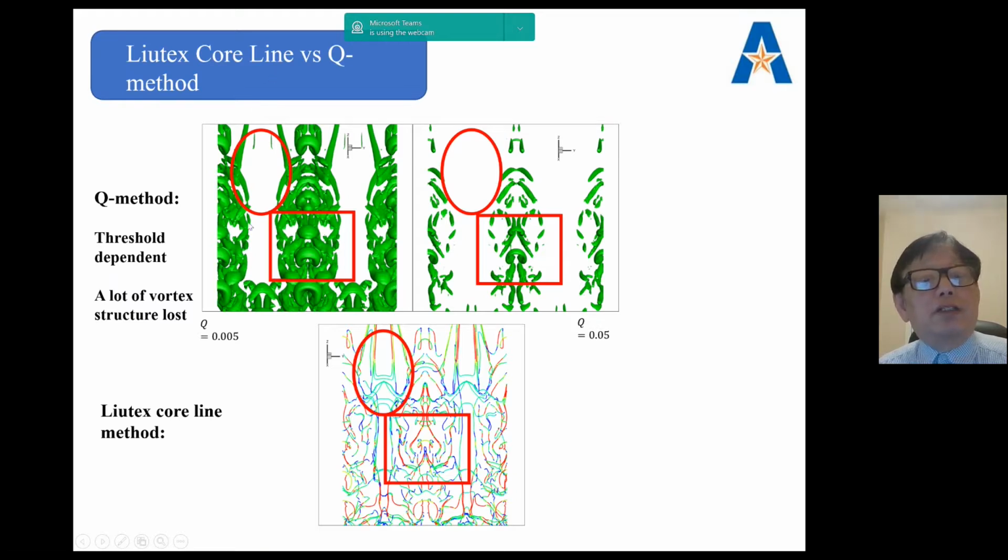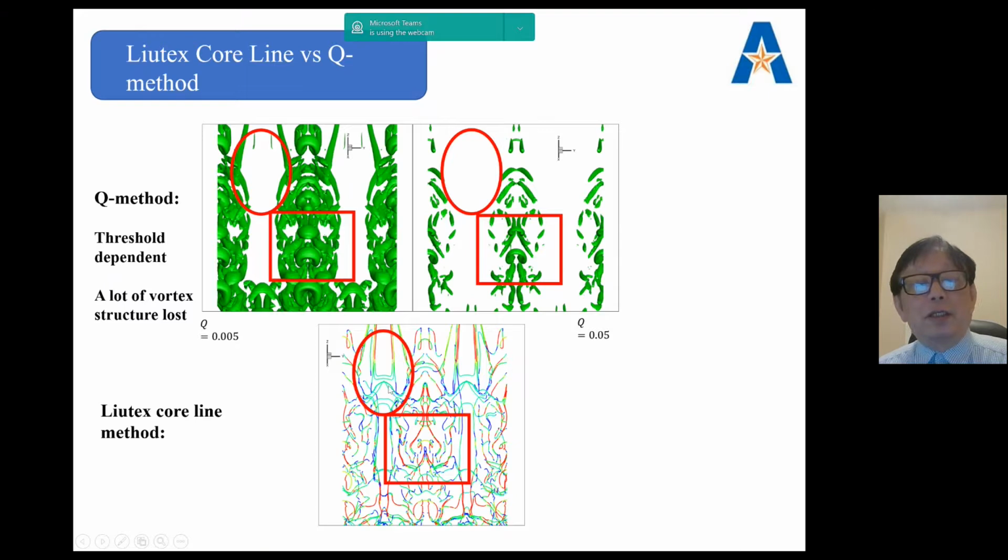Well, we know the Q method is threshold dependent. This is the smaller threshold, 0.005. You get more structure. If you use a large Q, you get much less vortex structure. But anyway, for this area, where we have a lot of vortex structures by Newton's core lines, we find little when the threshold is small. We have nothing when the threshold is larger.